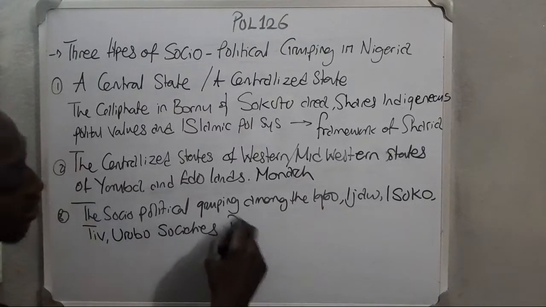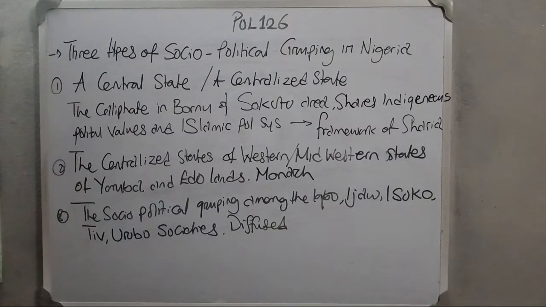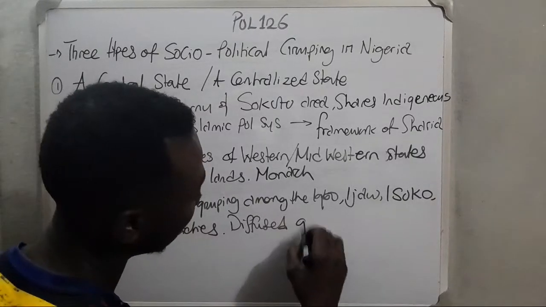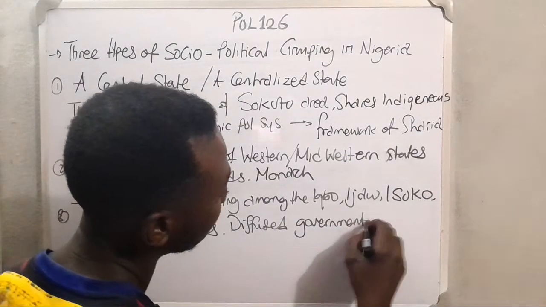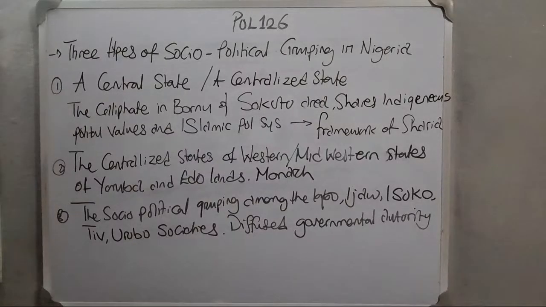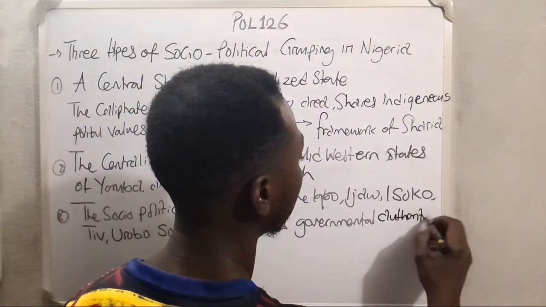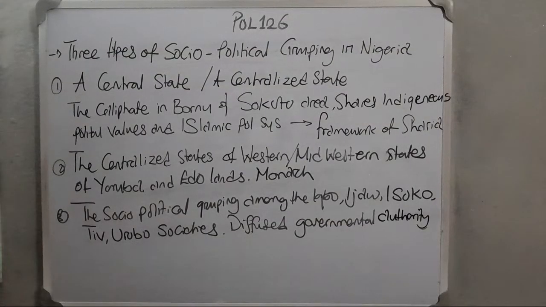Here is no monarch; here is diffused governmental authority. I think I should write that clearly. Diffuse governmental authority. What do we mean by diffuse governmental authority? Here we have elders who make decisions based on consensus. What do we mean by consensus?